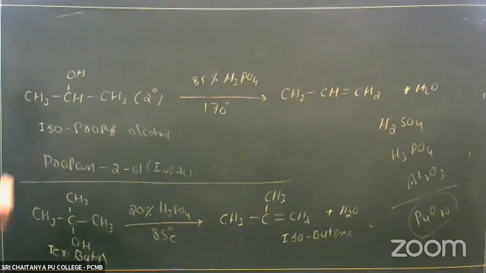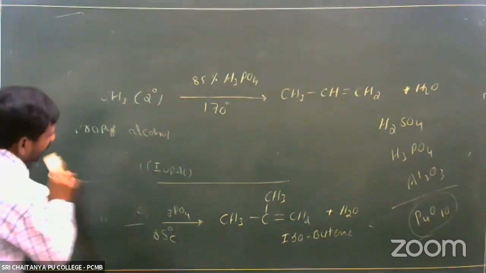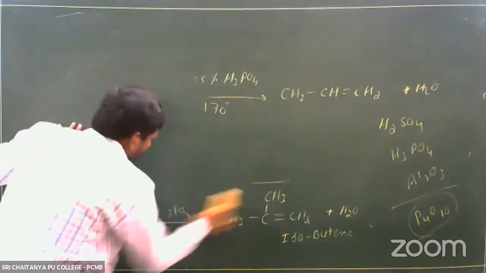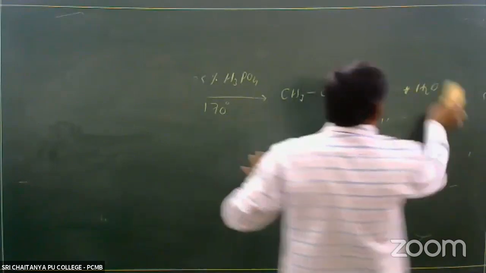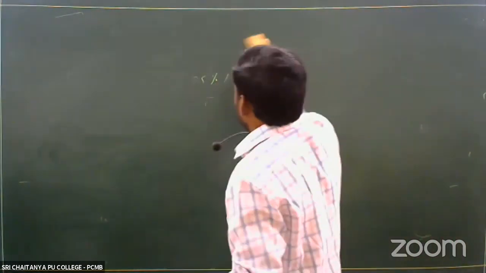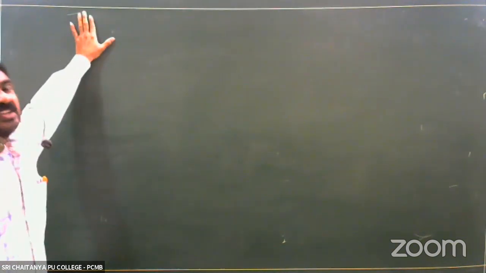The next one, oxidation properties of alcohols. Next, dehydrogenation, which means elimination of hydrogen. And the last property, action with iodine, that is the iodoform reaction, the formation of iodoform. Only 3 reactions remain, and I will complete the remaining 3 reactions in the next class.